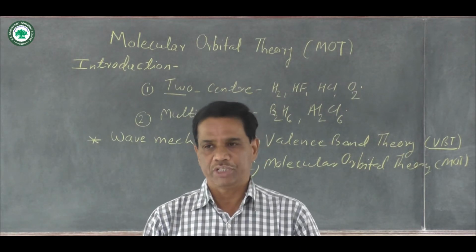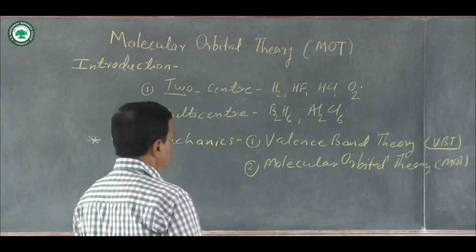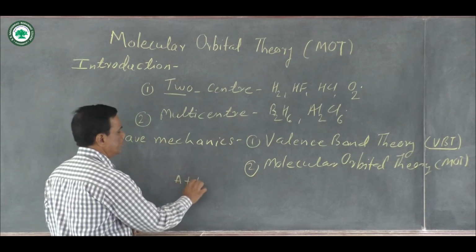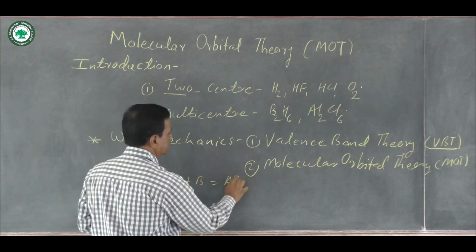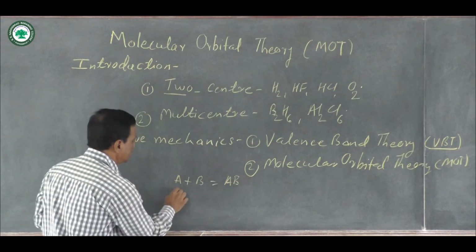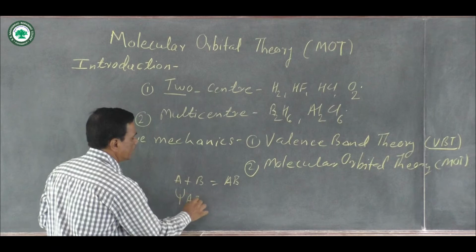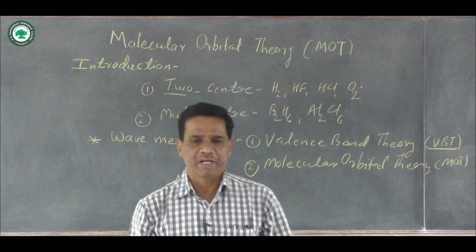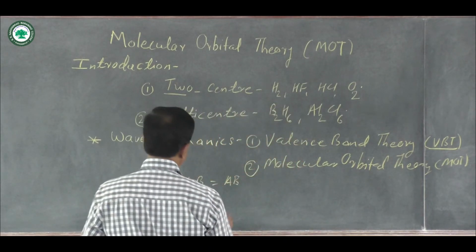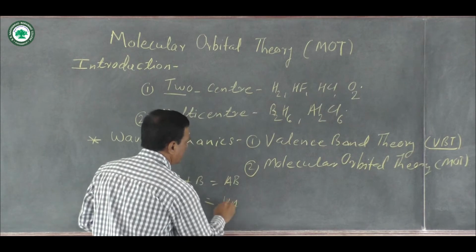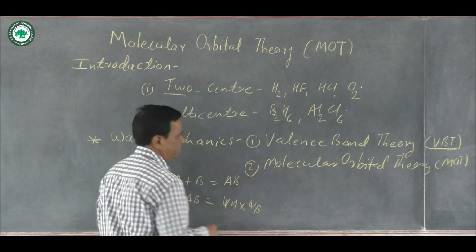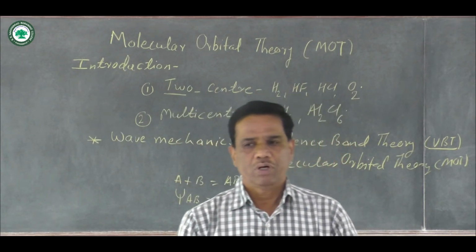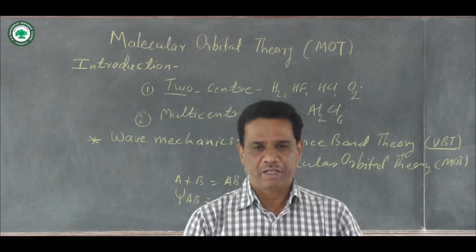You know that wave is energy. Suppose there is a formation of an AB molecule. Here A combines with B and the AB molecule is formed. Their wave is represented as psi AB, and there is psi A multiplied by psi B. Means the AB molecule is formed by the wave functions of atom A and atom B.